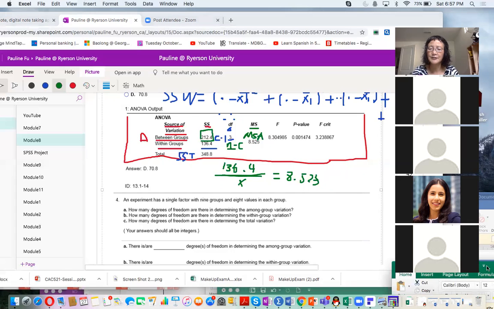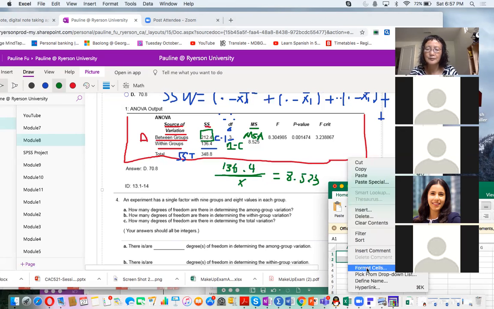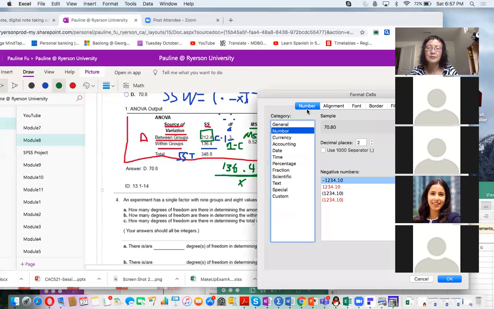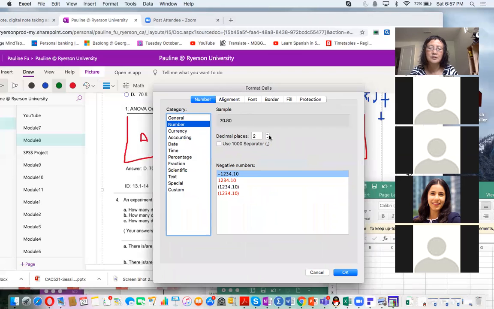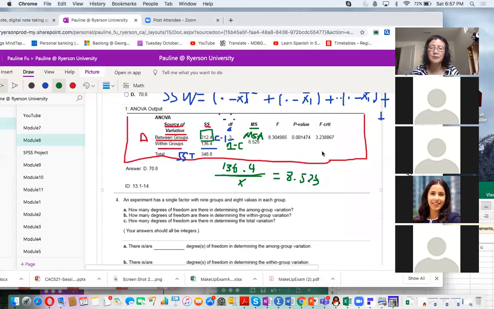Okay, so let's use Excel to do it. 136.4 divided by 8.525. Maybe I want more decimal place. Format cells. Number. 2 decimal, that's fine. Okay. So those are the two numbers. I'll just copy.